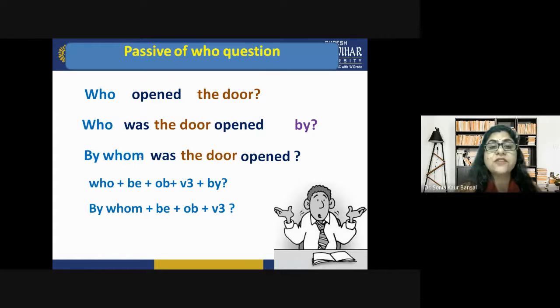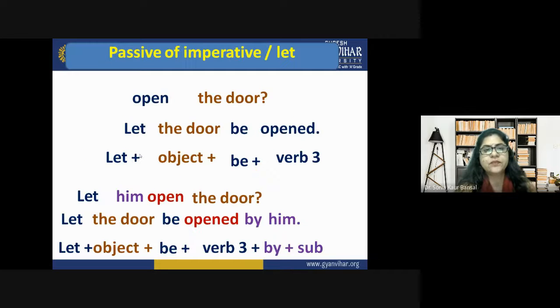Now passive of who questions. Who opened the door? Then it will be converted, who was the door opened by? Or it may be, by whom was the door opened? And the second form is really more in use. Who plus be plus object plus verb's third form plus by. Or it may be by whom plus be plus object plus verb's third form.